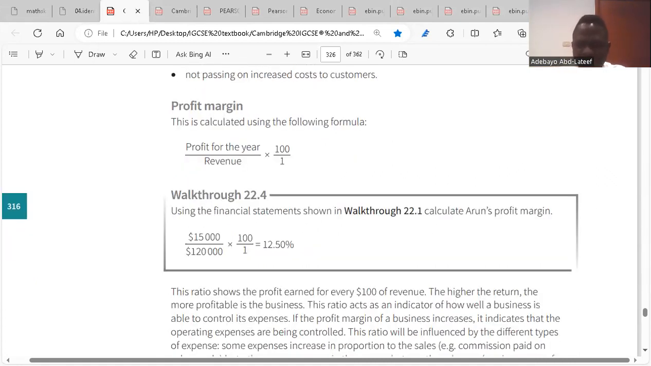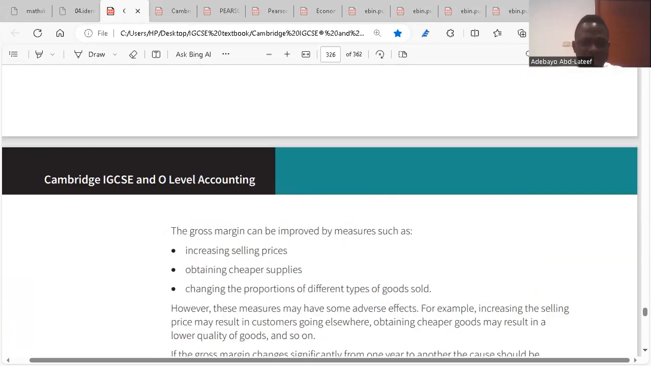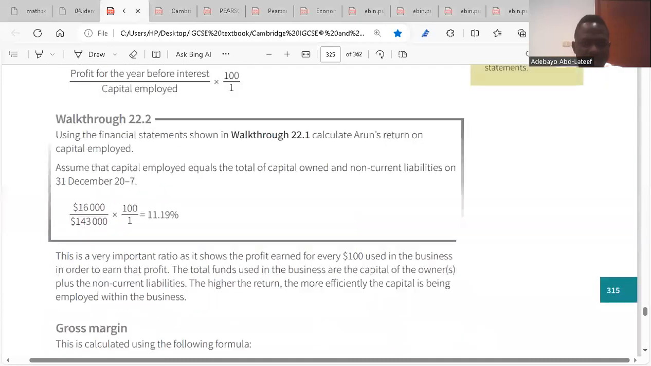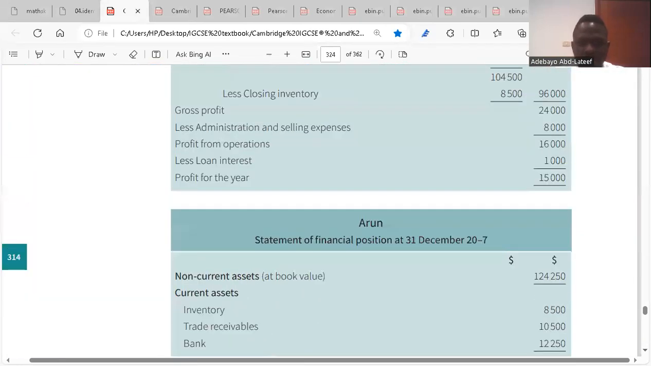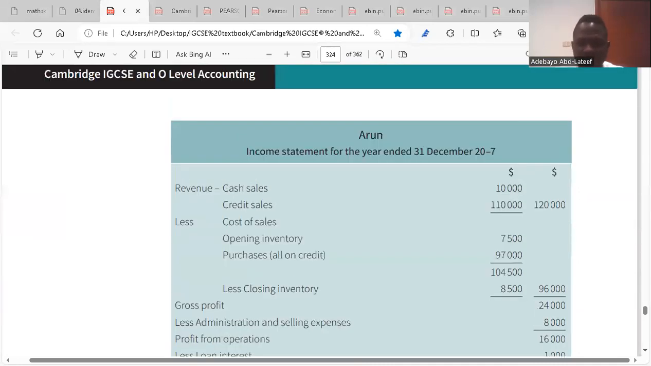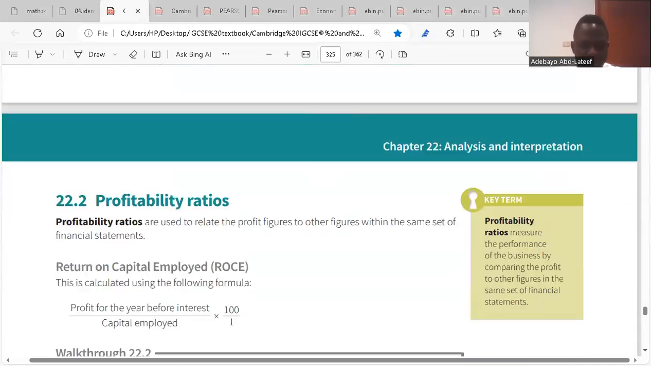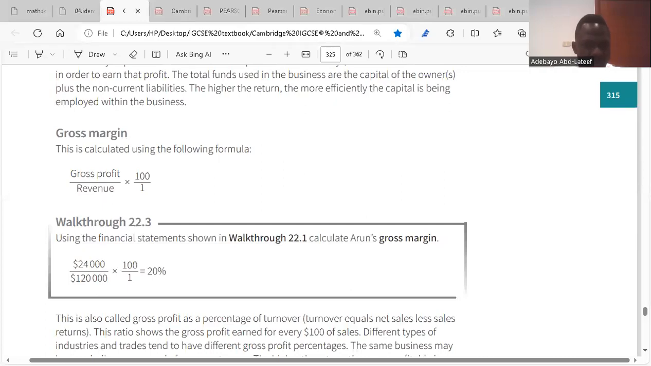So using the financial statement shown, let's calculate our fund's profit margin. We check the profit for the year. Profit for the year is 15,000. Then we check the revenue, which is 120,000, multiplied by 100. I think that is done. Yes. Okay.